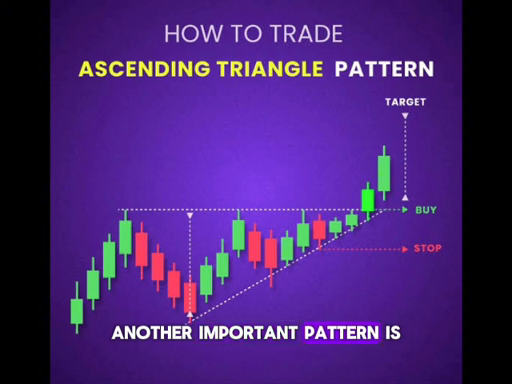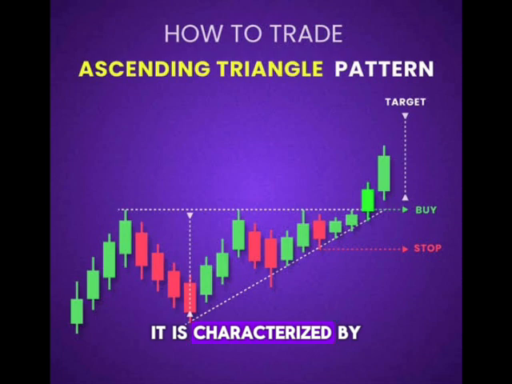Another important pattern is the ascending triangle. This is usually seen in an uptrend and suggests continuation. It is characterized by a horizontal resistance line and an ascending support line. As the price bounces between these two lines, it builds up pressure. A breakout above the resistance line signals a continuation of the uptrend.